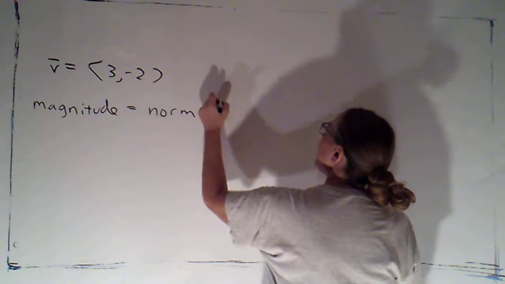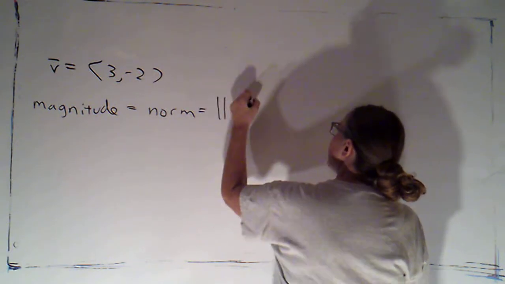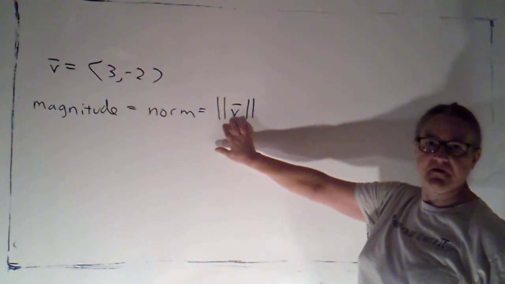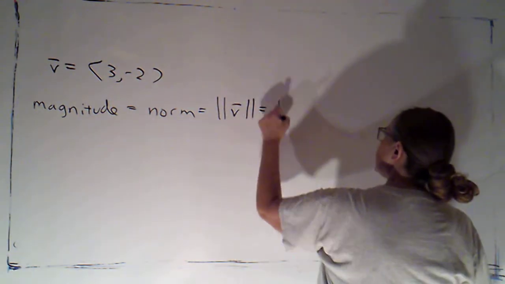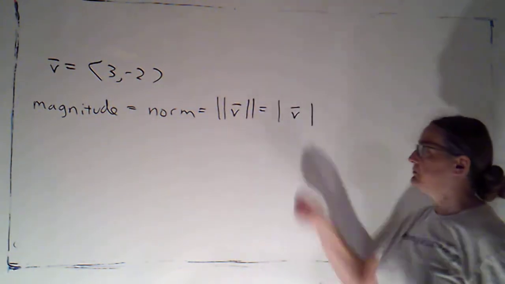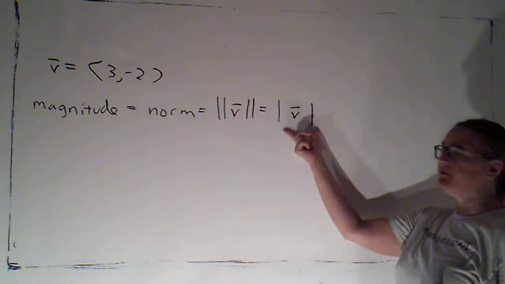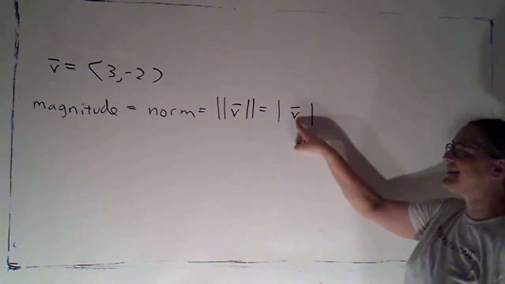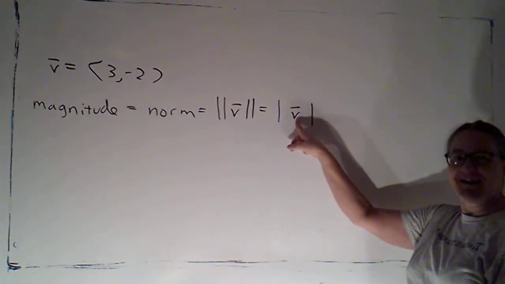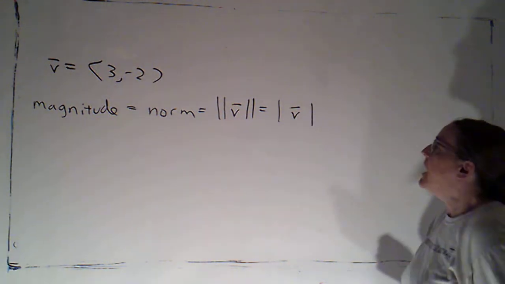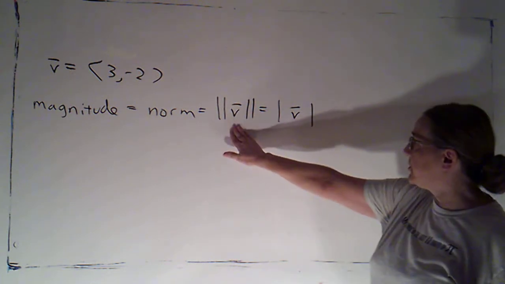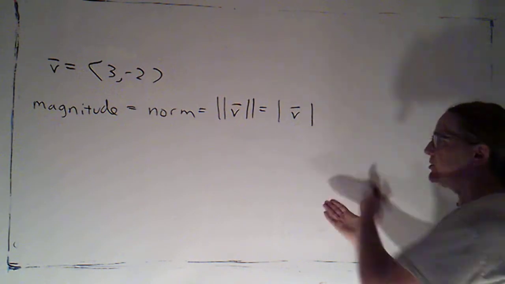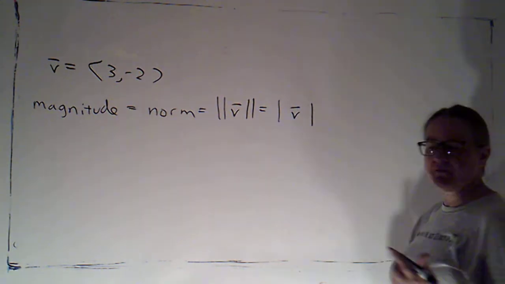I can denote that one of 2 ways. I can put the vector inside these double vertical bars, or you'll also see it written inside of just single vertical bars. It almost looks like an absolute value. I know that means magnitude, not absolute value, because what's inside of the bars is a vector, not a number. So some textbooks use the double vertical bars. Our textbook actually uses the single vertical bars, but you'll see both forms of notation.